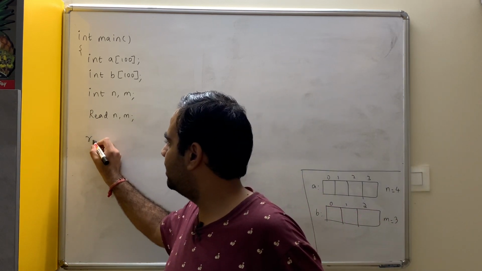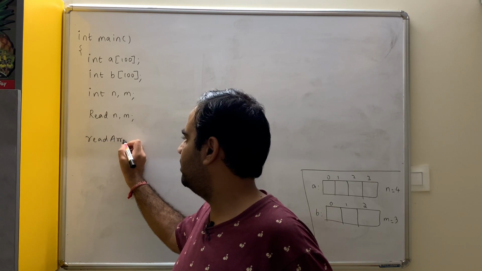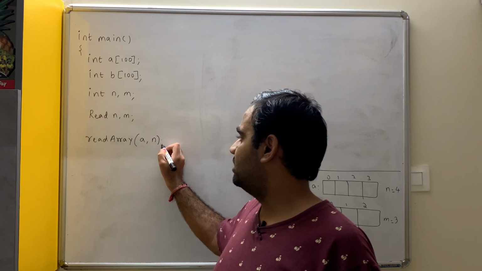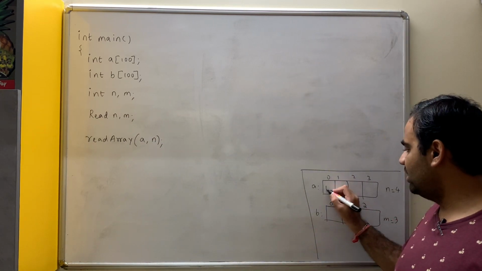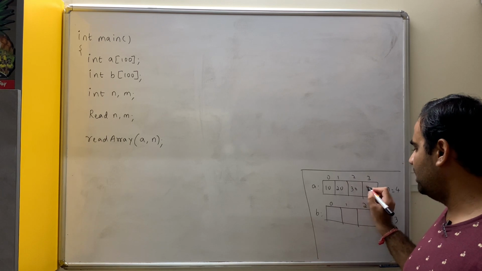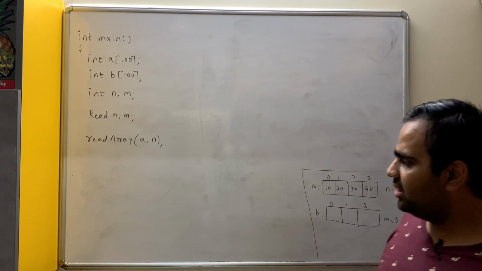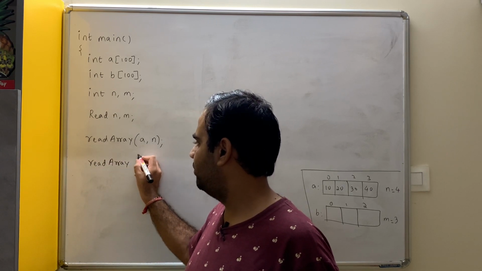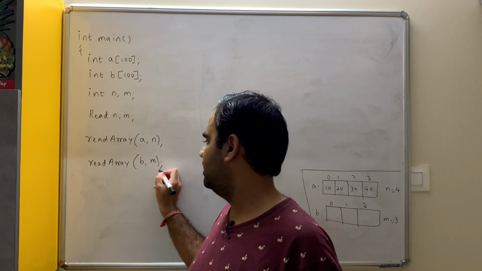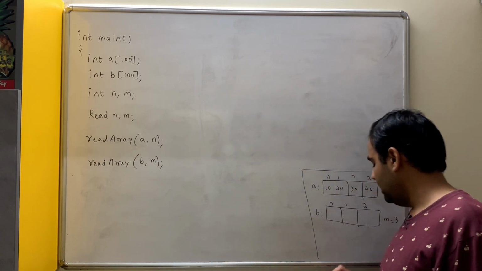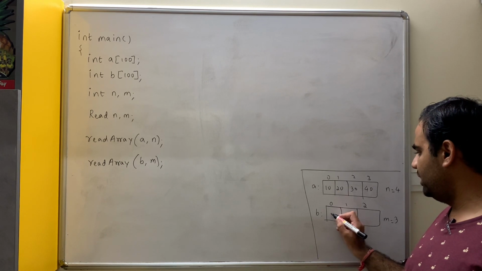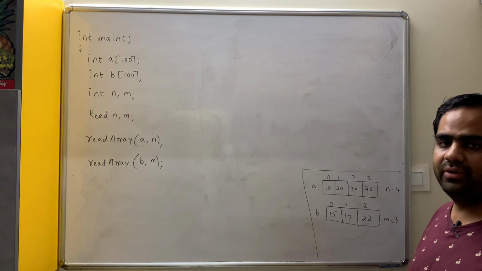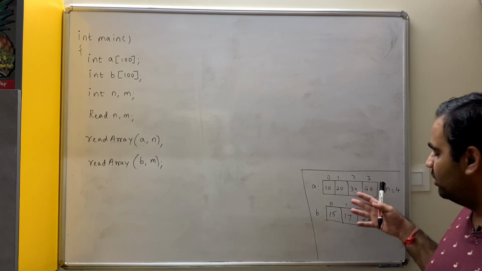Now you need to fill this array. Let's call the function called read array. This is a user defined function. You have to write it for array a, and how many array elements are there? There are n array elements, and assume that we have 10, 20, 30 and 40. Similarly, you have to read the array b. We call the function read array. Which array do we want to read? b, and how many array elements are there? There are m array elements, and say for example I write over here 15, 17 and 22. These two are sorted arrays. The input is sorted arrays.